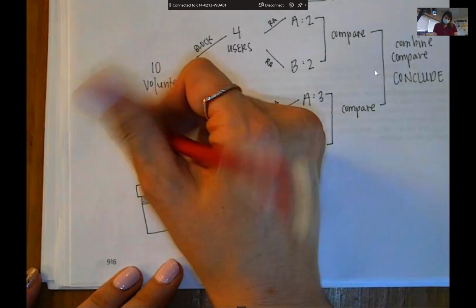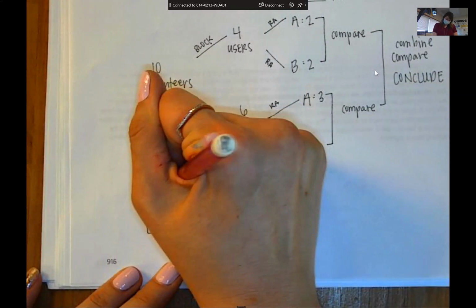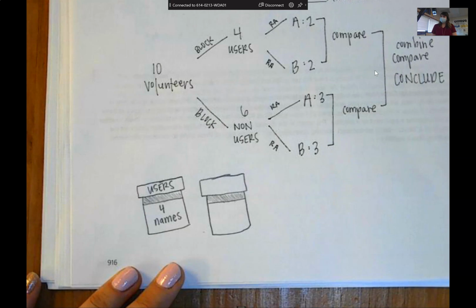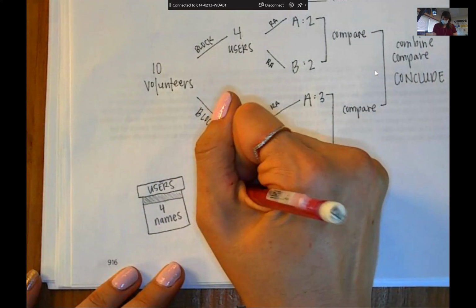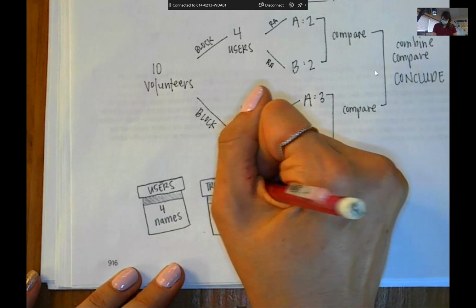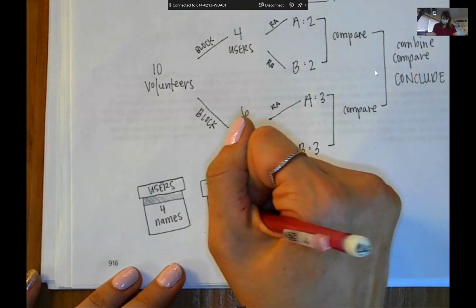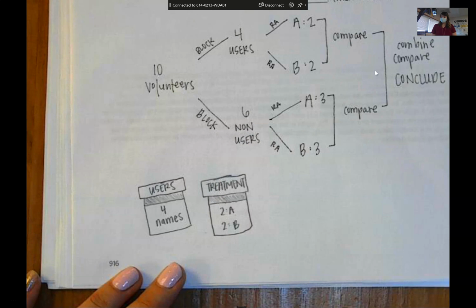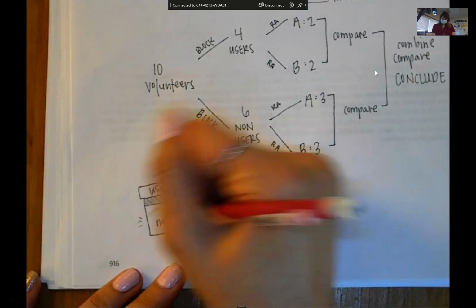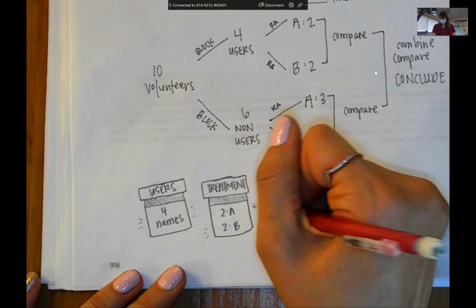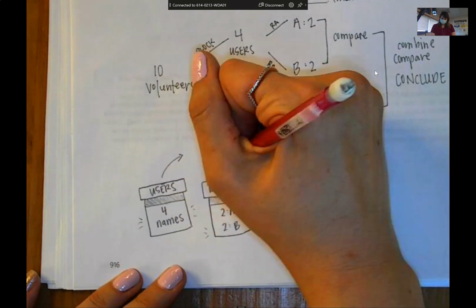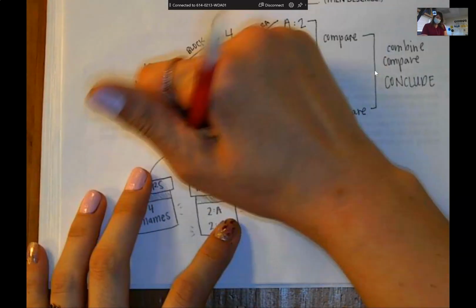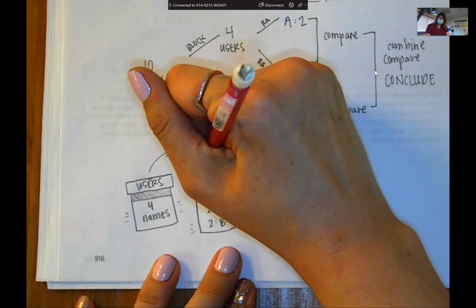So this hat will be the users. You'll have 4 names in this hat. This hat will be the treatments. You'll have 2 slips with A on them and 2 slips with B on them. You'll shake these hats. I don't know how to make it look like I'm shaking them. Take 1 out of each. So this is my visual reminder of what I need to do when it comes to two-hat method.